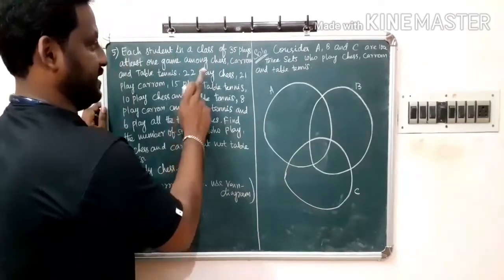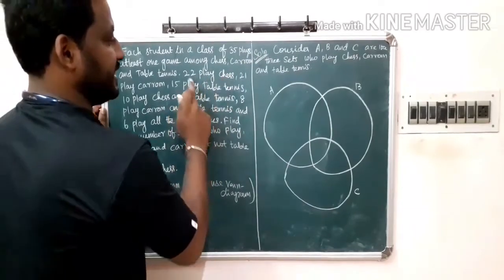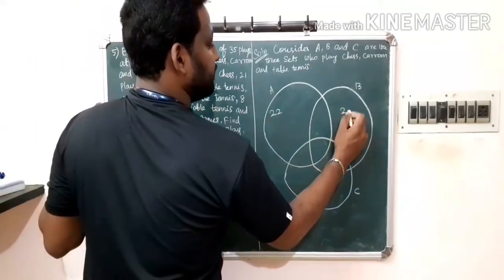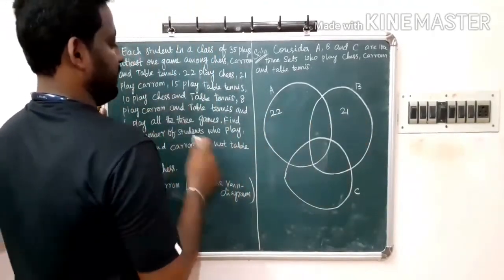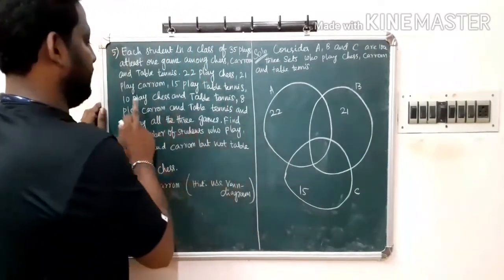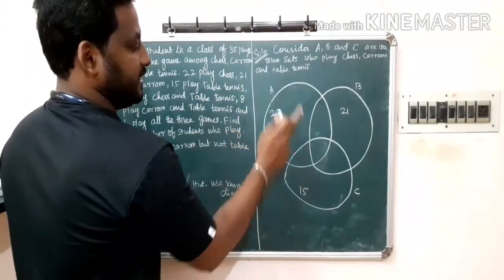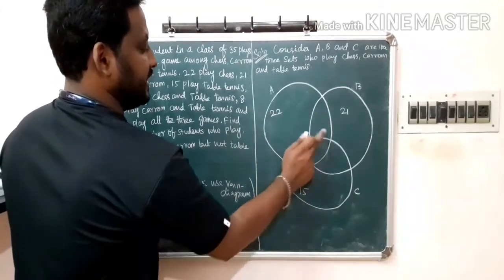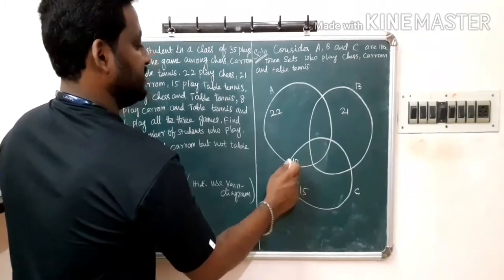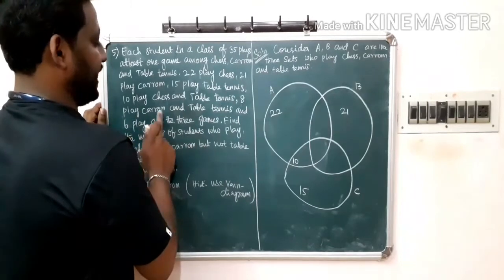Set A is given: the number of students who are playing chess is 22, and 21 students play carom, and 15 play table tennis, and 10 play chess and table tennis. Here chess is set A and table tennis is set C. So chess and table tennis, that is the intersection part, is what? 10. 10 students play chess and table tennis, and then 8 students play carom and table tennis.